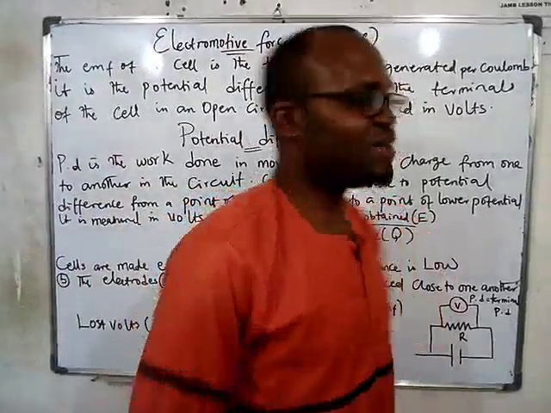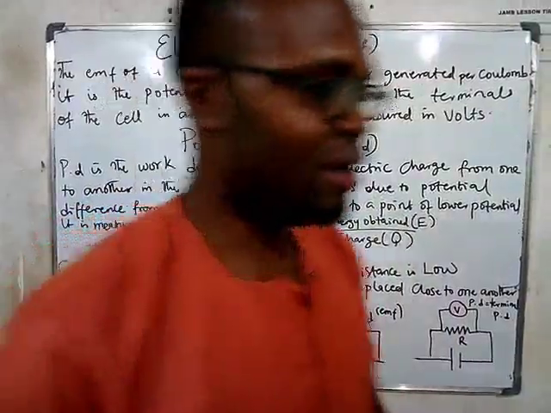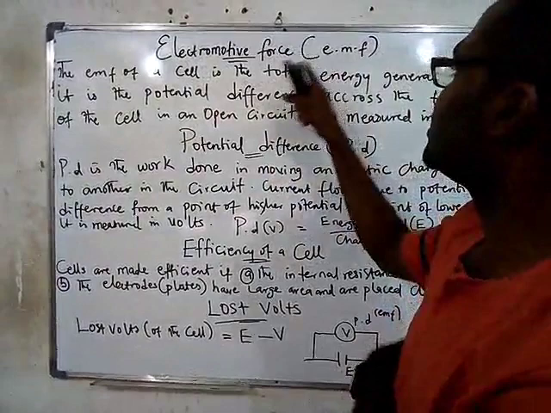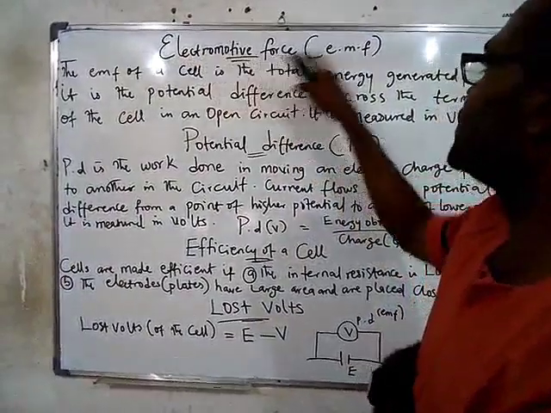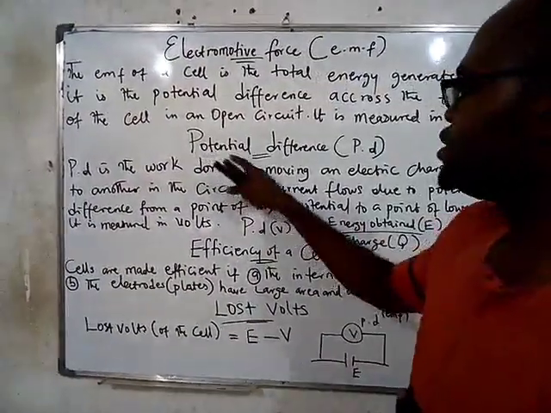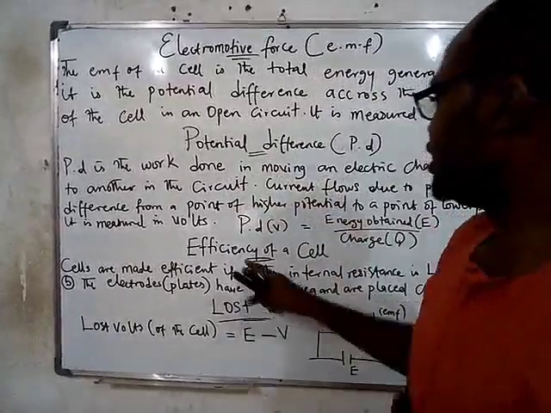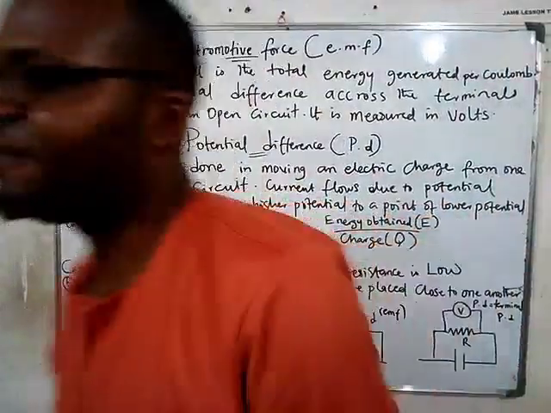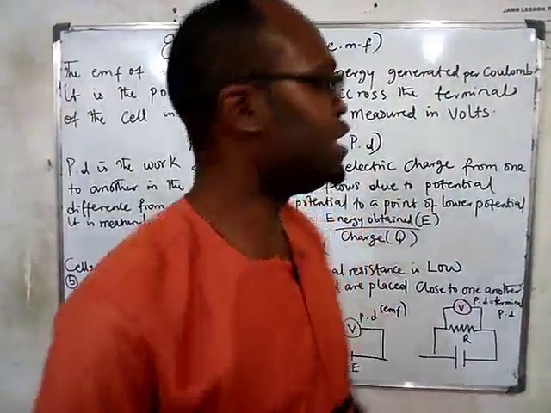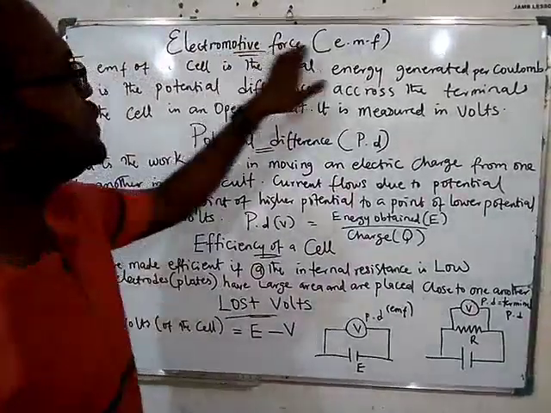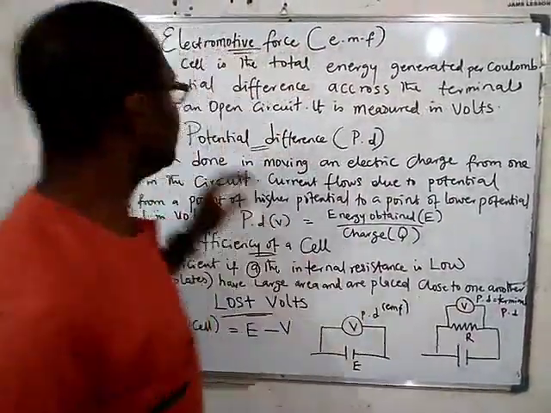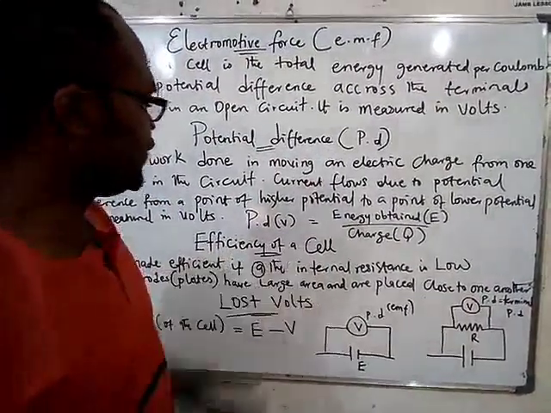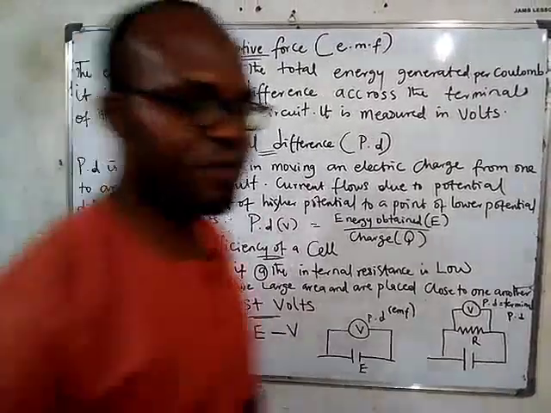Yes, hello, welcome. Today we are going to be looking at the concepts of EMF, electromotive force, potential difference, PD, efficiency of a cell, and lost volts. So we are looking at four concepts in electricity today. Number one is electromotive force, EMF. Number two is potential difference. Number three is efficiency of the cell, and number four is lost volt.